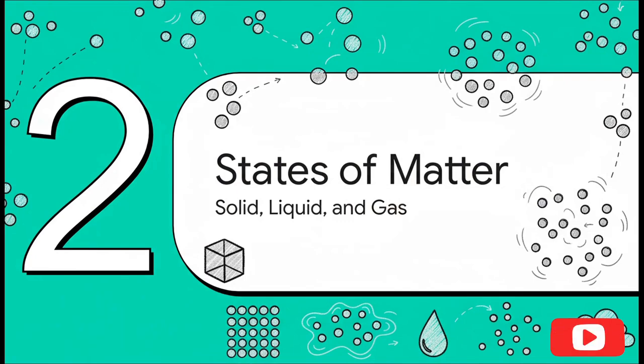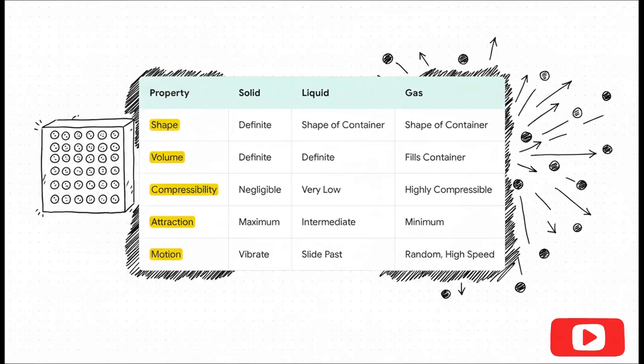Okay, so let's recap our 3 big rules. Particles have space, they're always moving, and they're attracted to each other. It's this constant tug of war, this battle between their need to move and their pull towards each other that creates the 3 states of matter we all know: solids, liquids, and gases. It really all boils down to who wins that battle, the attraction or the energy. In a solid, attraction is the clear winner.